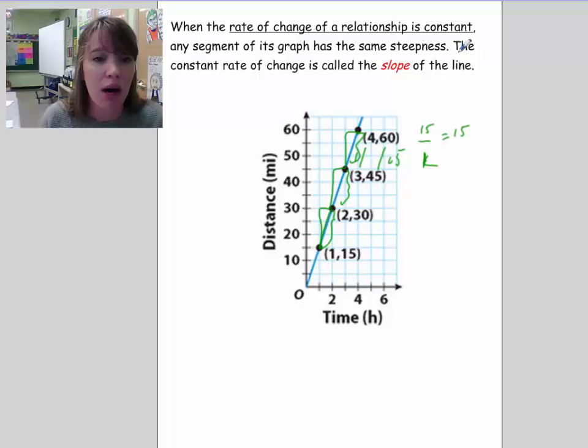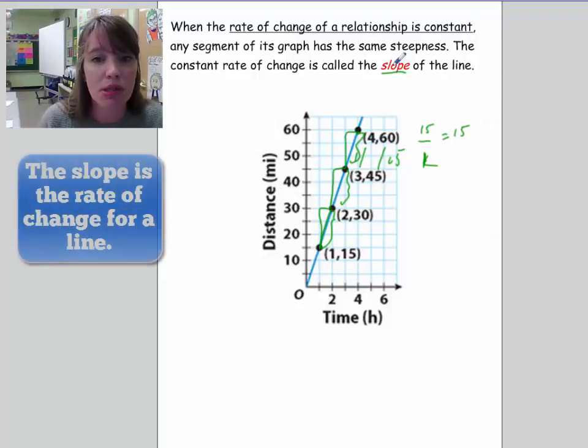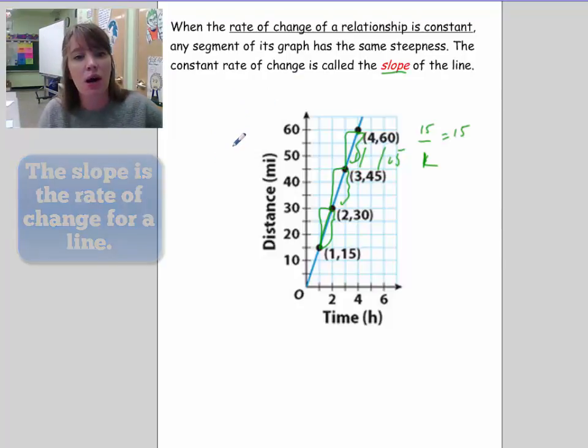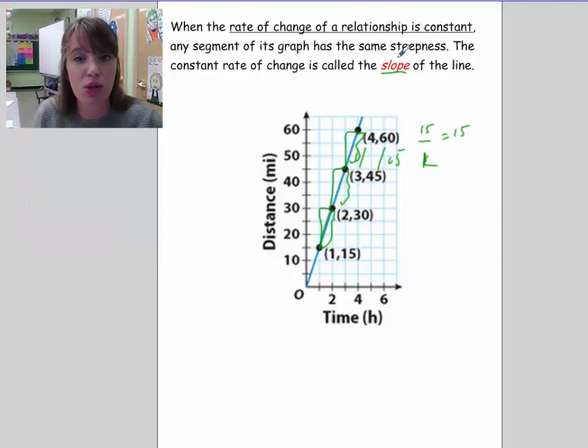All right, so the constant rate of change is actually called the slope of the line. Slope is rate of change for a line. So we're introducing a new vocabulary word, slope. Slope is the rate of change of a line. We can get rates of change for things that are curves or things that are lines, but slope is a particular word referring to the rate of change of a line. And along any line, the rate of change is constant.